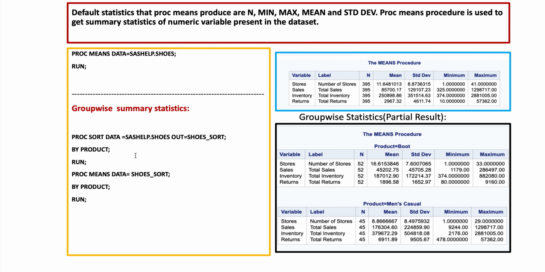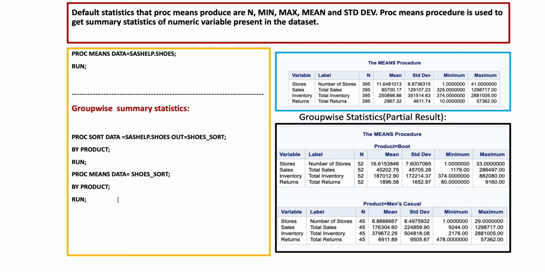To get the result product wise, first of all we have to sort the data by product. That's why the second set of code is given here. Proc sort data SAS.shoes, output dataset name is shoes underscore sort, by product and run. It will sort the SAS.shoes data by product and its output dataset name will be shoes underscore sort. Next step, we are going to use that sorted dataset. Proc means data shoes underscore sort, by product and run.